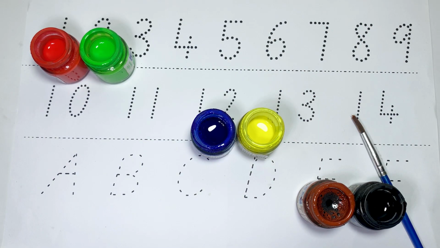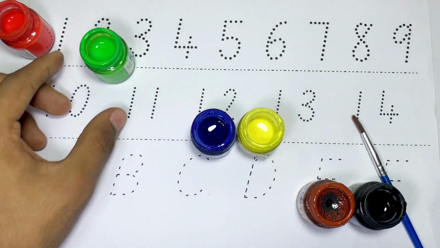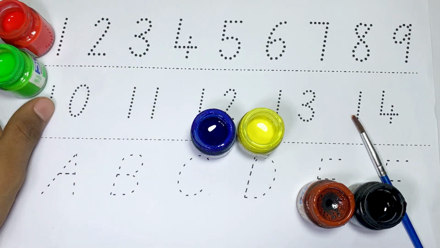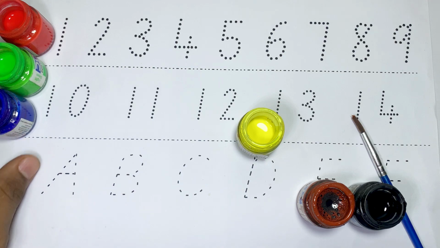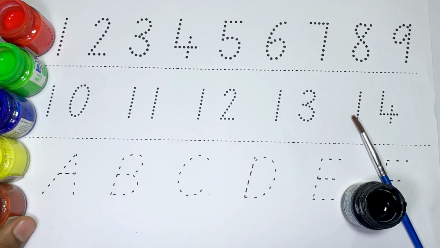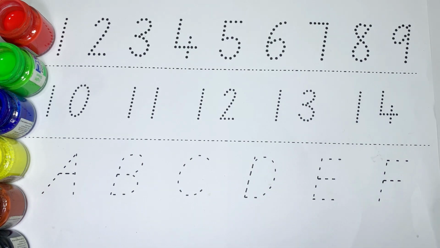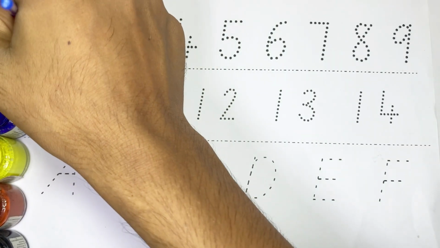Today we learn and draw numbers and alphabets. So kids, let's learn the names of the colors. Red color, green color, blue color, yellow color, brown color, and black color. Kids, now you draw one and use red color.